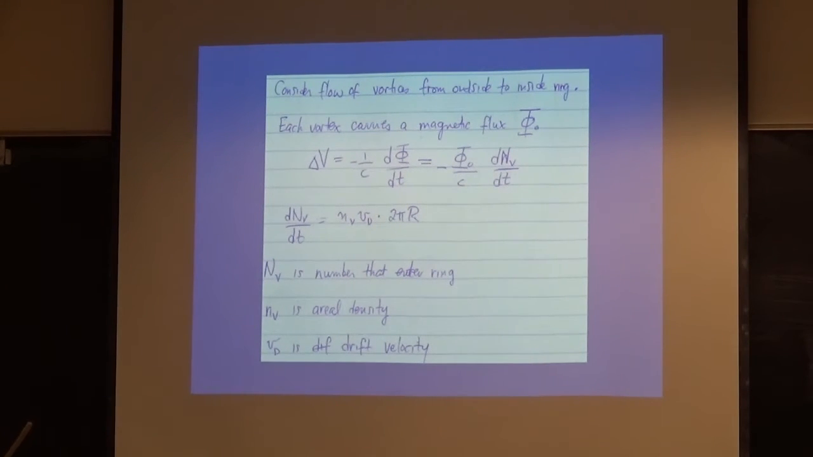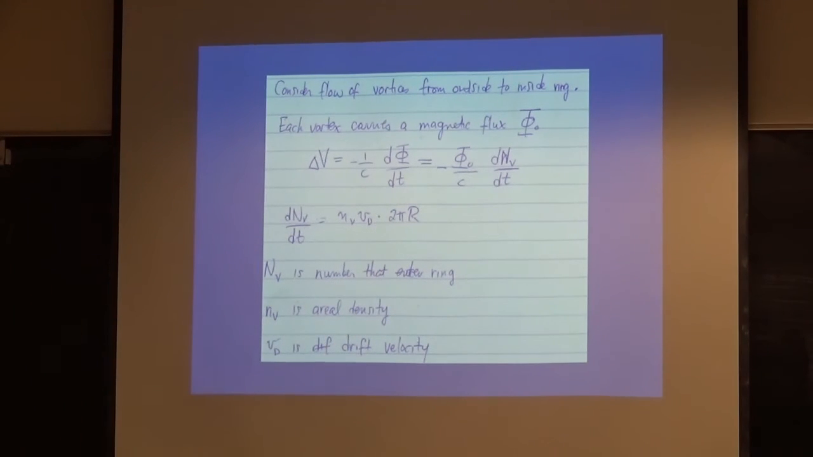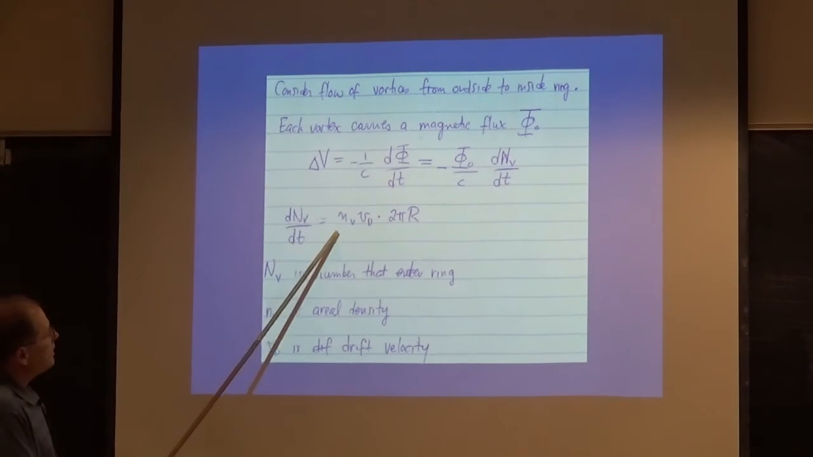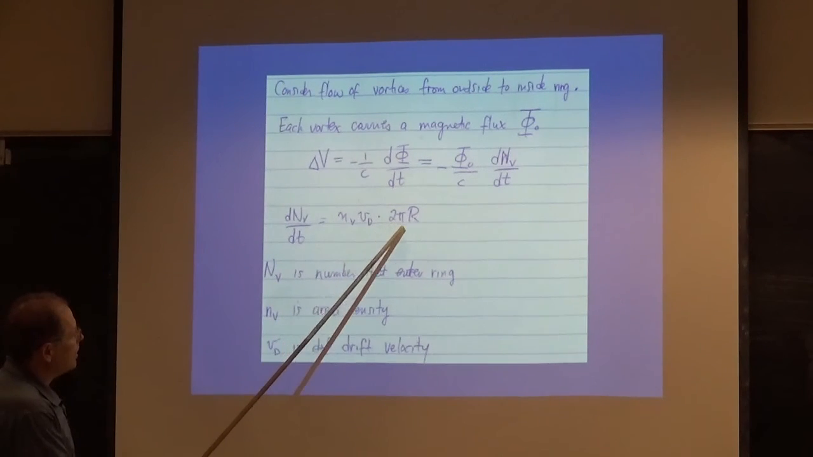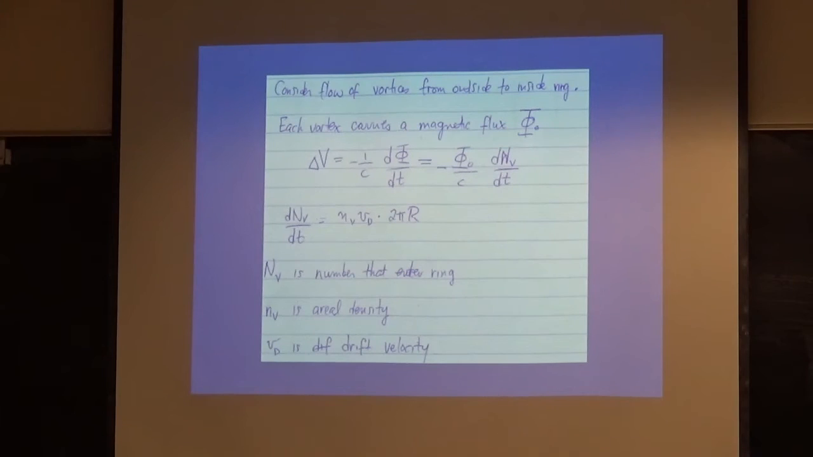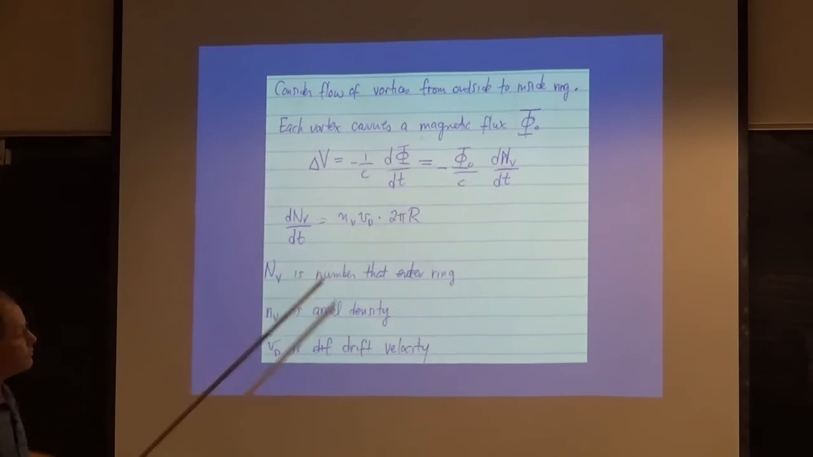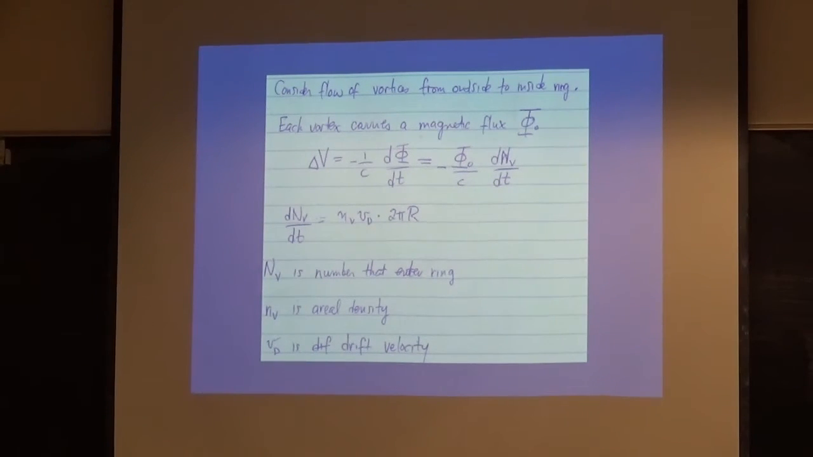And so what is this time dependence of the magnetic flux? It's just the magnetic flux quantum times the time derivative of the number of vortices that make it inside the ring. And this time derivative is going to be equal to the flux of vortices. So the flux of vortices traveling into the center of the ring is just the vortex density n_v times their drift velocity times 2 pi r.